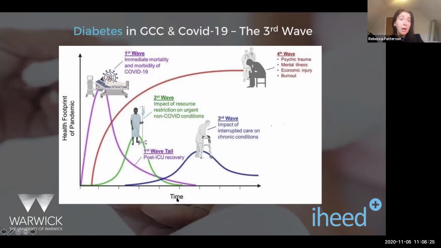This is a map by Médecins Sans Frontières, and it maps the waves of mortality in a pandemic. First wave, second wave, and third wave is interrupted care on chronic conditions. Over a third of the mortalities globally from COVID-19 have diabetes as one of their comorbidities, and it is proven to be an independent risk factor. So it is never, ever more important to focus on diabetes in particular.